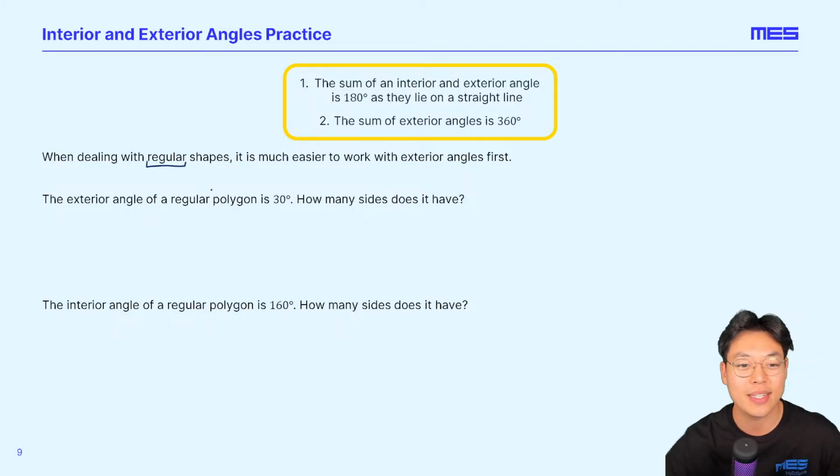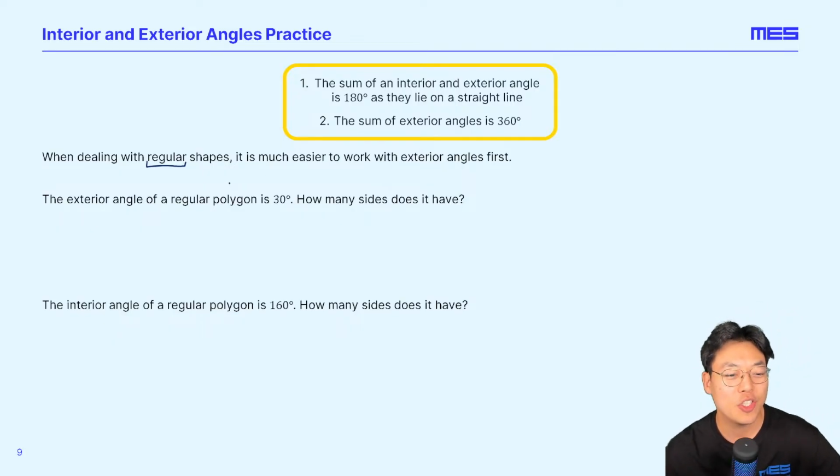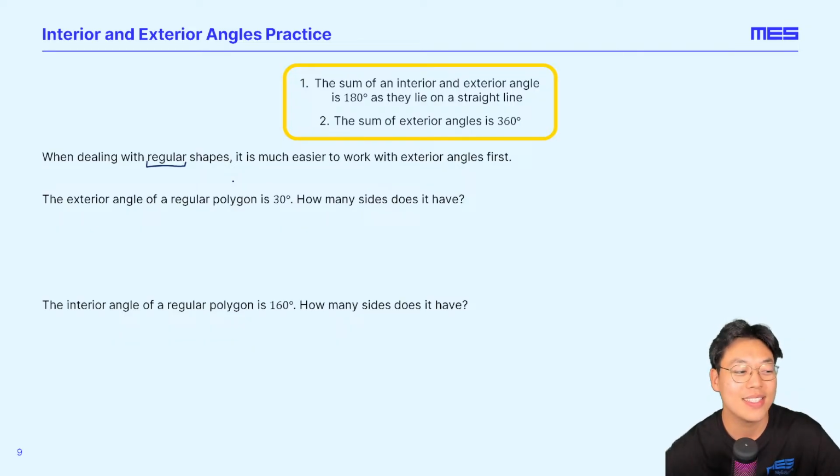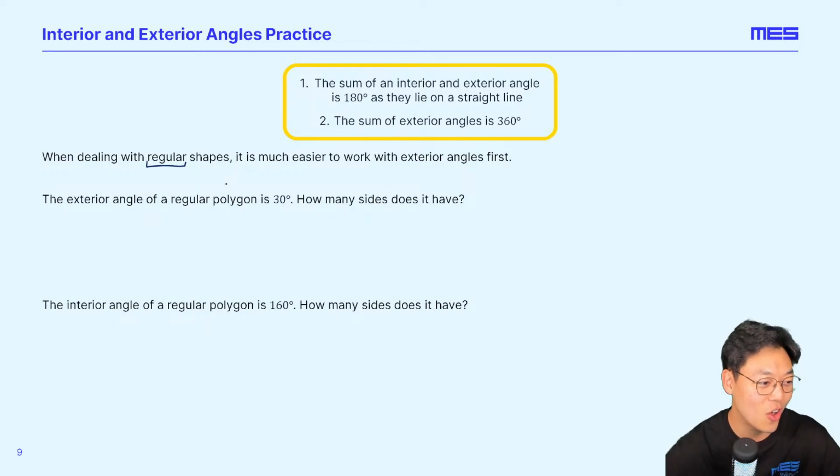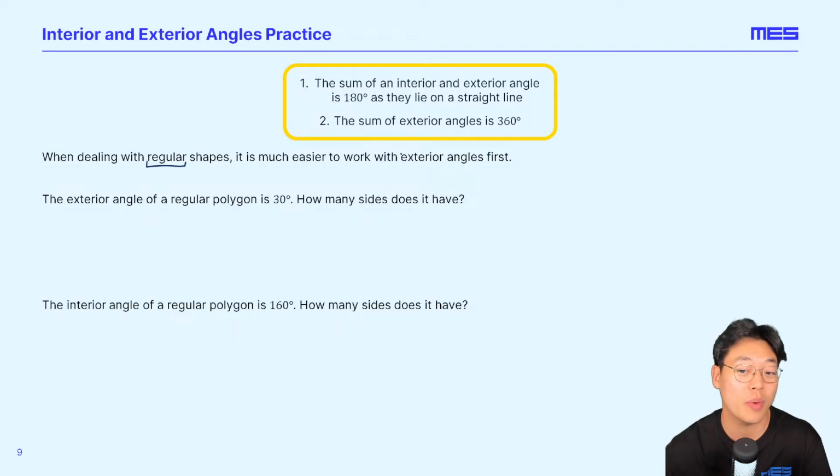When dealing with regular shapes, again, what does regular mean again in the chat? What does regular mean? If a shape is regular, all the sides and angles are the same. Great, Daniel. All the sides and angles are the same. All equal sides, all equal. Great. Congruent. Great use of math terminology there, Chiang. Same, Madison. Awesome. It is much easier to work with exterior angles first at times. Gary, loved the enthusiasm with the all caps.